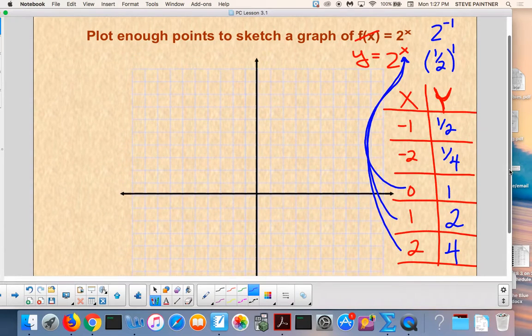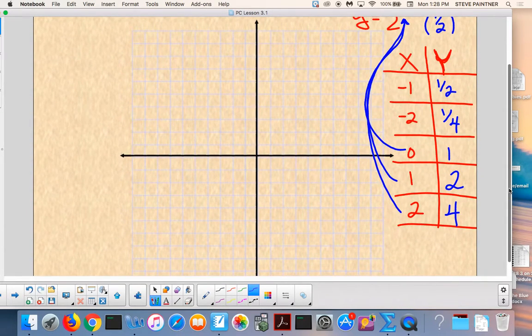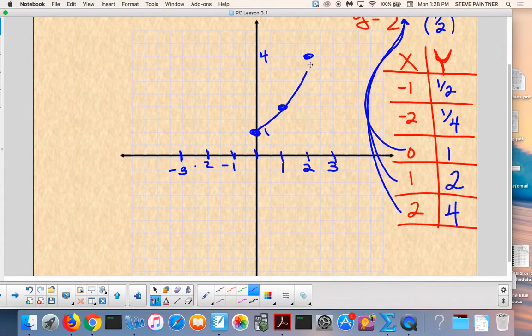Okay. If you went and graphed those points, I'm going to go every other square. 1, 2, 3, negative 1, negative 2, negative 3. Okay, something like this. So 0, 1 is here. 1, 2. 2, 4. Can you see it already? It's climbing really fast, isn't it? And then on the other side, it's going to be negative 1, 1/2, negative 2, 1/4. There it goes.